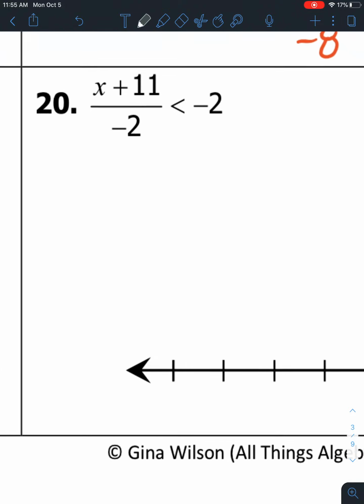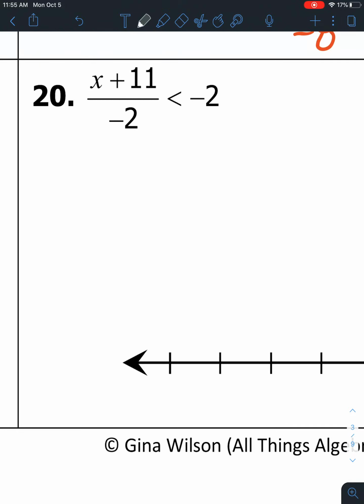All right, so now let's look at 20. 20 I picked because it's a little bit different than the other ones, where it's dividing by negative 2. So I have to get rid of that first. You have to think of this top one as kind of in parentheses. So I'm going to multiply by negative 2 to both sides first. Hey, look, I've got to flip my symbol. Okay, so that gives me x plus 11. I multiplied by a negative number, so I have to flip my sign, and that's going to be 4 on this side.